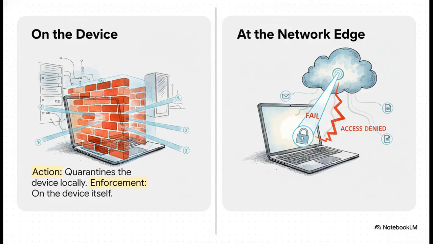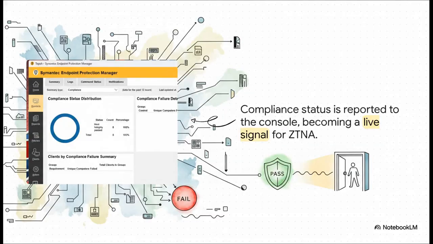Instead of quarantining, the agent just reports compliance. It sends a simple pass or fail signal up to a central decision maker, like a cloud security broker. The enforcement now happens out at the network edge, not on the device, and the result is so much smarter. Instead of a total block, you get these fine-grained decisions, like blocking access to just one specific app while leaving everything else alone. And here's what that looks like in the management console.